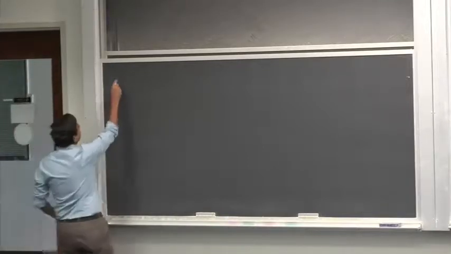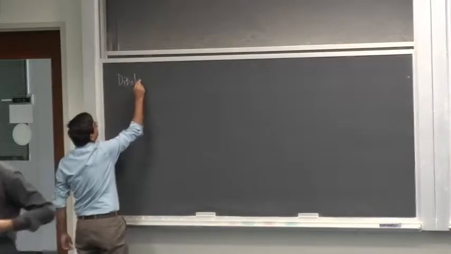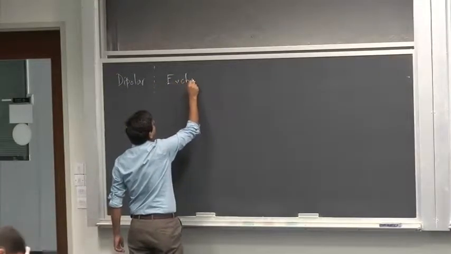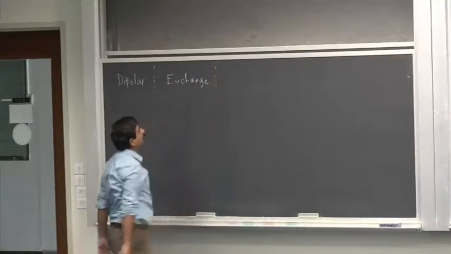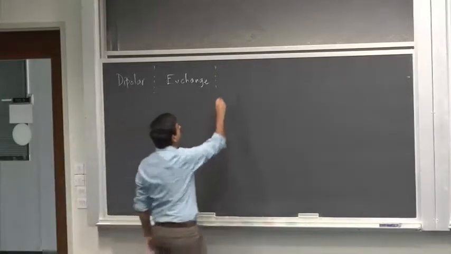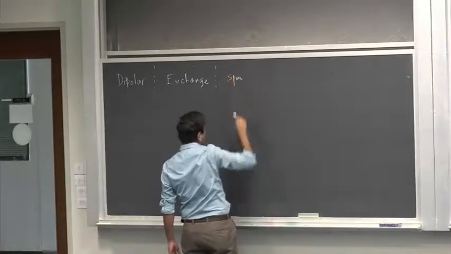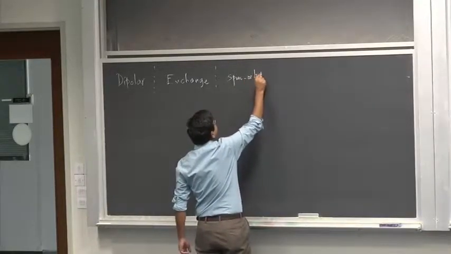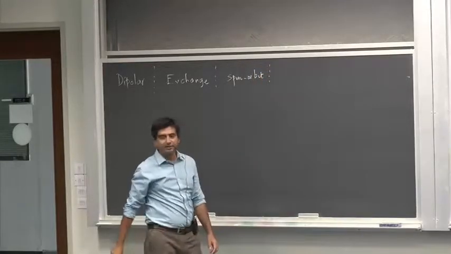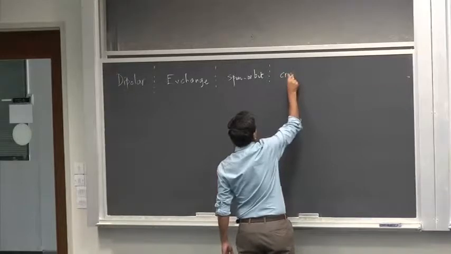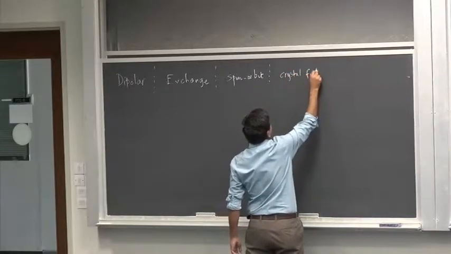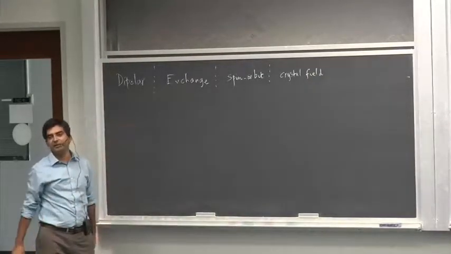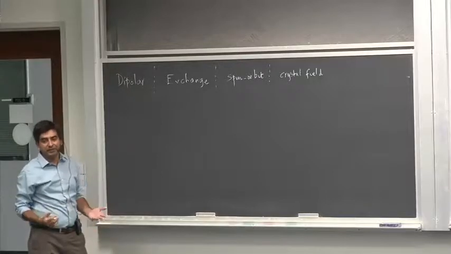Alright, so we've looked at the dipolar interaction between spins. We've also investigated the exchange interaction in quite a bit of detail. And then we've looked at the spin-orbit interaction. And then in the previous two lectures, we looked at the crystal field interaction. So all of these are different kinds of interactions that we've introduced successively as interactions between spins.